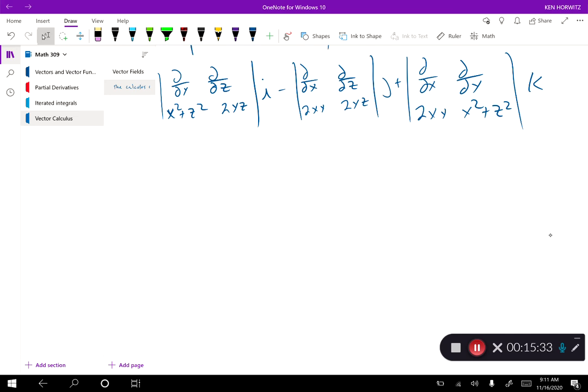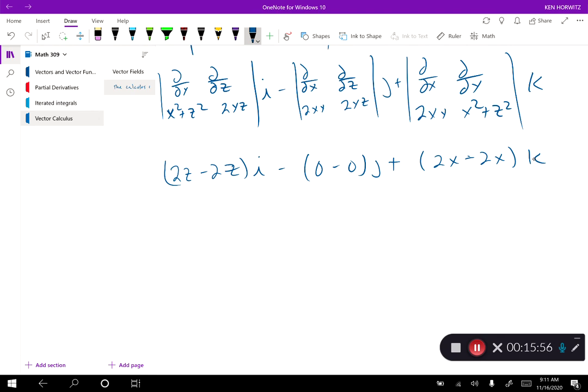All right, so I got 2z minus 2z i minus 0 j plus 2x minus 2x in the k direction, and when I work all of them out, I get just 0. 0i, 0j, 0k. So the curl of f equals 0, which means that f is indeed irrotational.